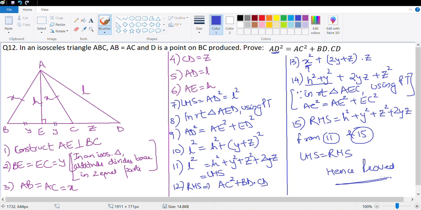Now let's look at the next question. The next question that we do is question number 13.